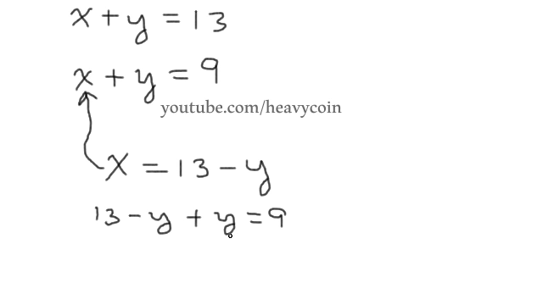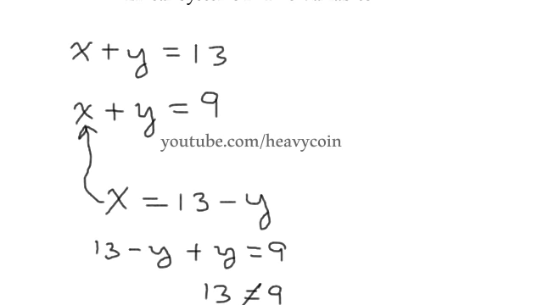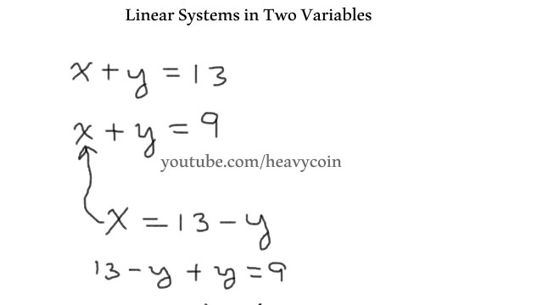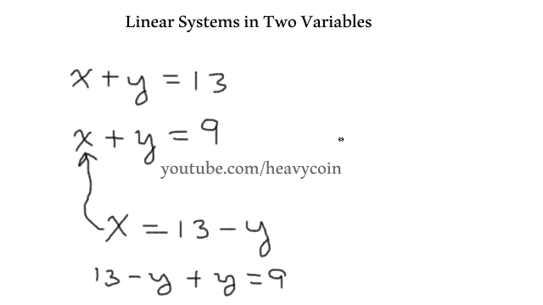Alright, and simplifying, we have a negative y and a plus y, so that's going to cancel out to 0. And so the left hand side will be equal to, whoa, wait a minute there. That's not possible. So something fishy's going on here. We get 13 is not equal to 9, at least not in the number system we're working with here. Maybe in another number system you could get that to happen, but what's actually going on here?